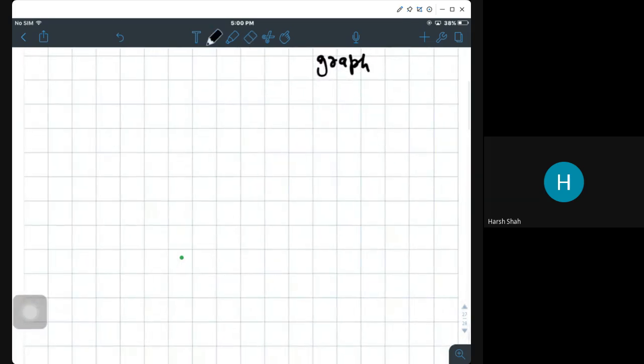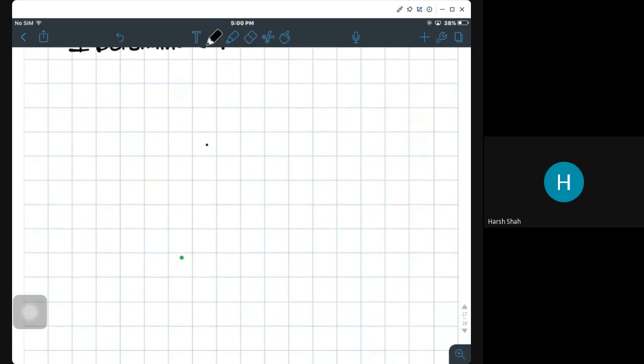Now, how to calculate limits? There are some indeterminate forms. What do I mean by indeterminate forms? A form from which I cannot infer anything. Let's say you have 0 by 0 as an answer. Can you come to any conclusion from this point? This 0 will try to take your answer to infinity. This 0 will try to take your answer to 0. Right?